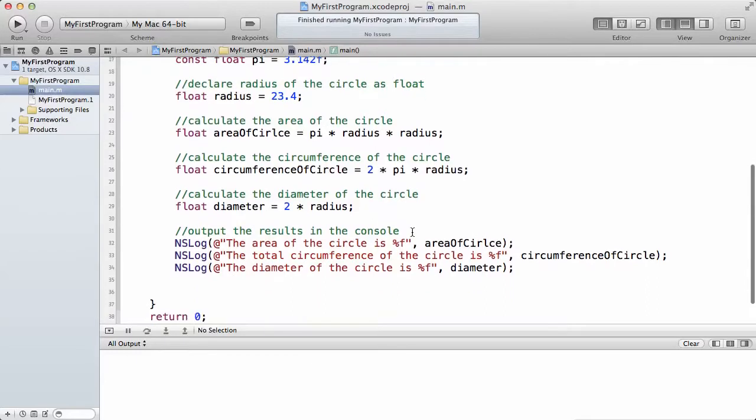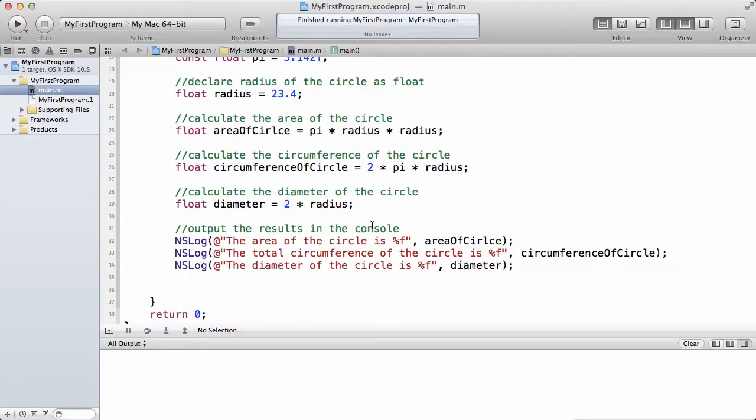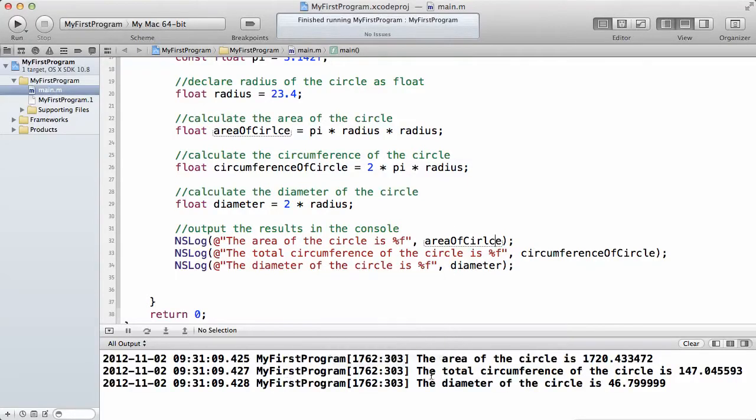Now, to output all this information to the console so that you can see what is going on, this is how you do it. You use %f to represent a floating point number. I'm still going to talk more about how this works, and how you output a message. So let's just run this program and see what the result is. If you click on run, you can see it says the area of the circle is 1720.433 and so on, and the total circumference of the circle is this, and the diameter of the circle is that. As you can see, the program works perfectly.